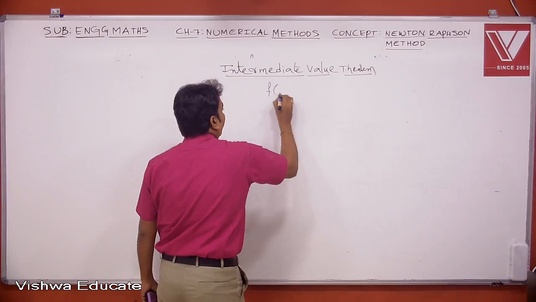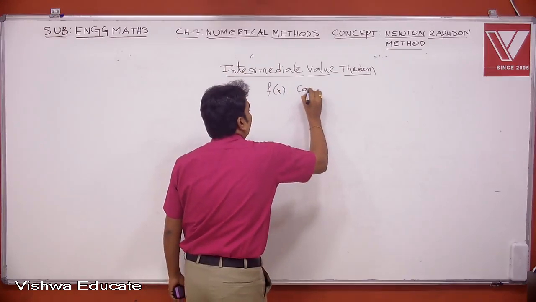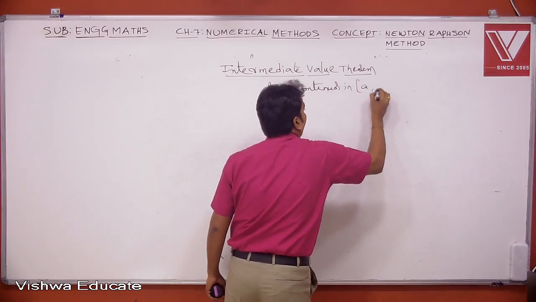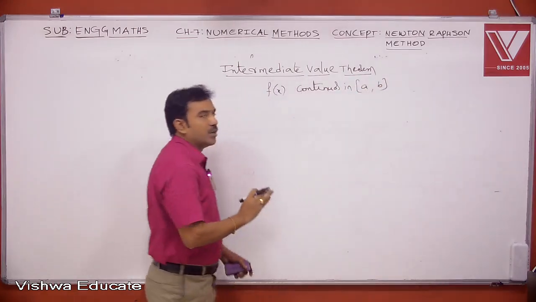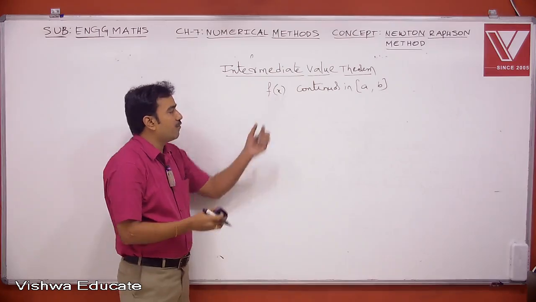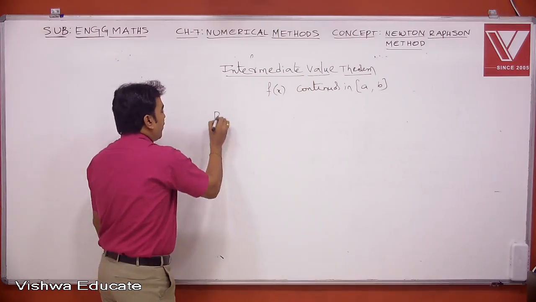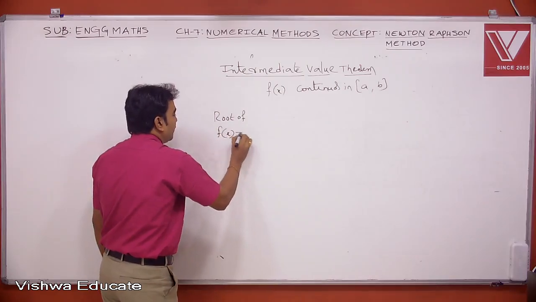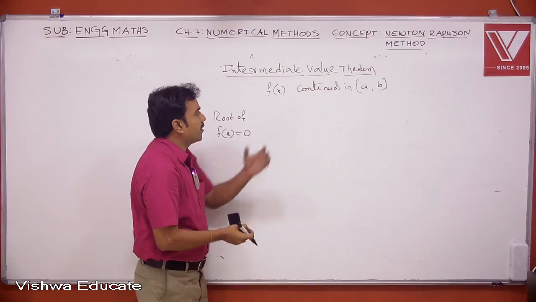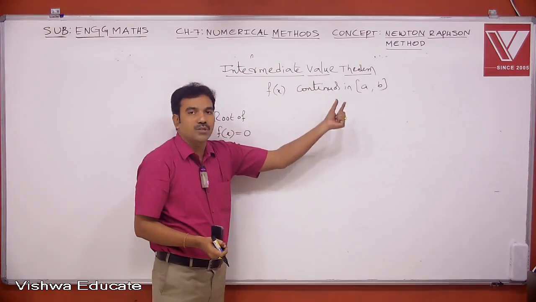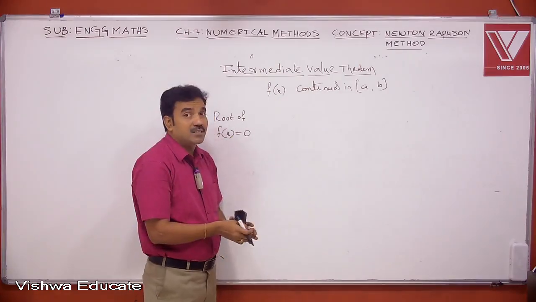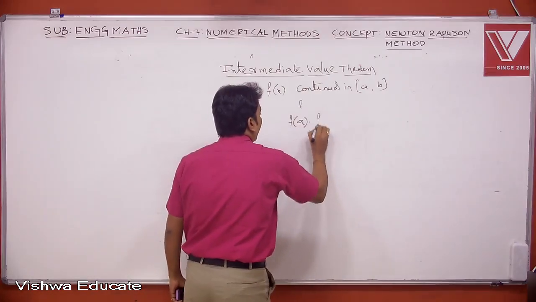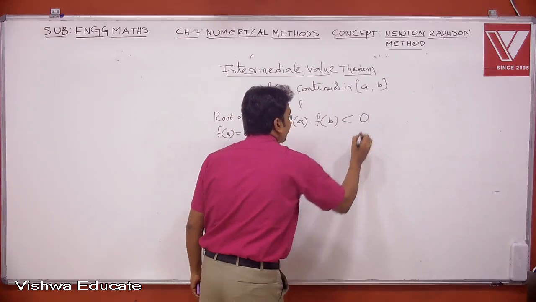Suppose we have a function f of x. Assume that this is continuous in the closed interval a comma b. Actually, my intention is to find the root of f of x equal to 0. So, my target is to find the root of f of x equal to 0. Assume that f of x is a function which is continuous in the closed interval a comma b. That means its graph is continuous. And f of a dot f of b is less than 0.